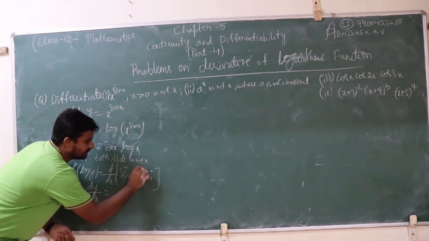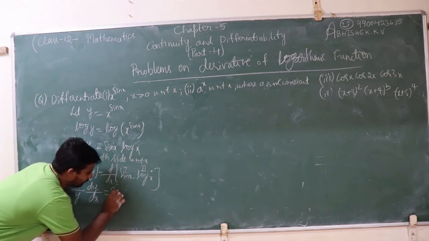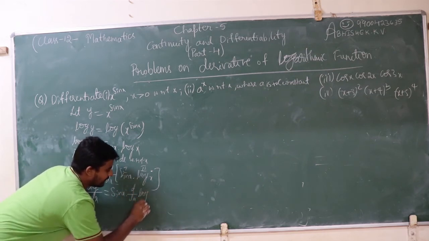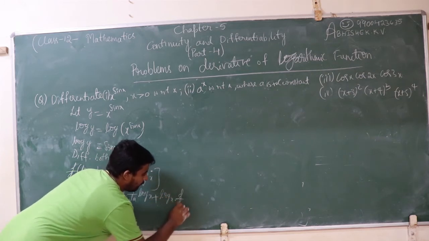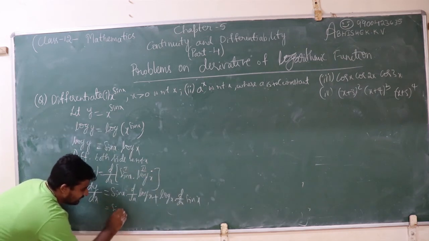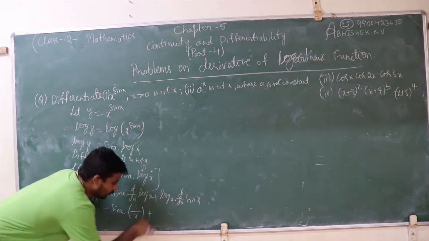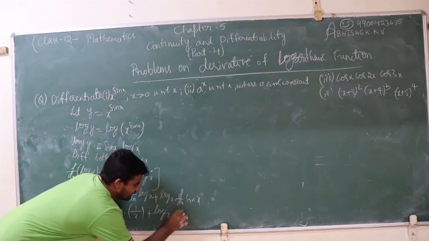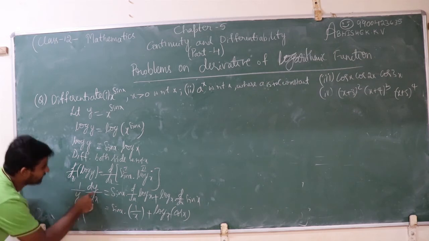This is the first function, this is the second function. Using the derivative of first into second: first, that is sin x, into the derivative of log x, plus second, log x, into the derivative of the first function, sin x. Therefore sin x into the derivative of log x, which is 1 by x, plus log x into the derivative of sin x, which is cos x. That's all.